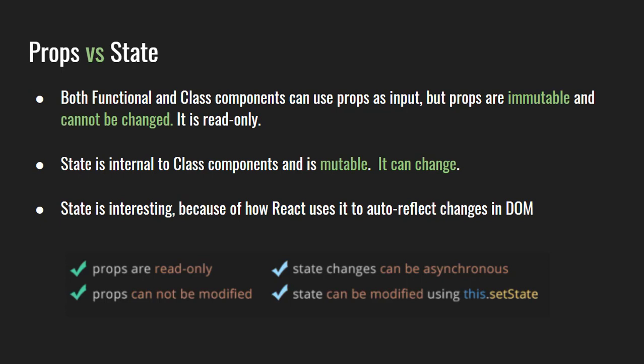So to recap, props are read-only. Props cannot be modified. Versus state. State changes can be asynchronous. Now we're going to talk a little bit more about that and what that means, but just know that state can be modified using this .setState. So there's a right way to update the state, and there's a wrong way, and we'll get into that. Then the right way is using this .state.